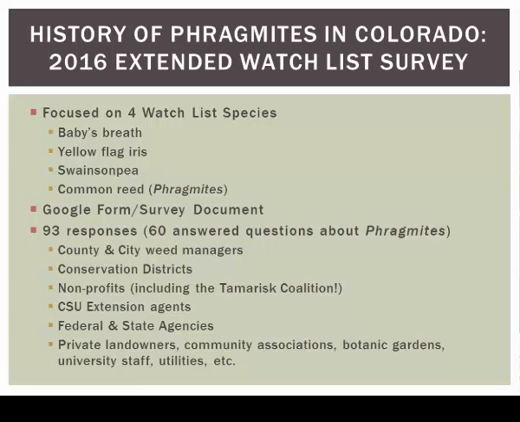We had 93 responses, 60 of which responded to the Phragmites questions. Basically, at the beginning of each section, it asks you, do you know about this species? Would you like to answer questions about it? If you said yes, then it took you through all the rest of the questions for that species. So we had a whole variety of people respond to this, which was really great. The Tamarisk Coalition is in there, and as one of the nonprofits, CSU extension agents, county, city, federal, state, all kinds of private landowners as well. So we really had a good mix from this study.